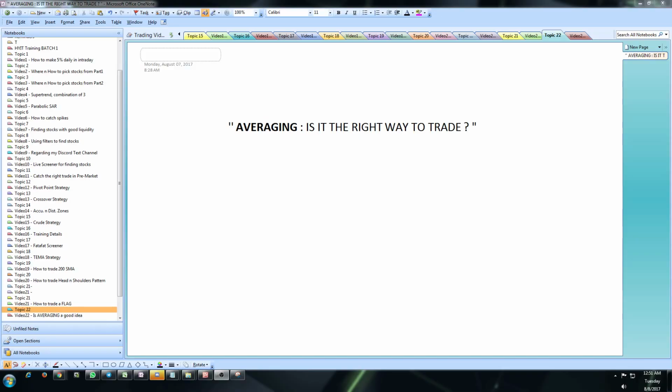So today we are going to discuss a very widely accepted way of trading, and that's called averaging. To give you a brief about averaging, why do people actually do averaging? It is because they think they can minimize their losses if the stock goes in the opposite direction than what they thought. Having said that, it holds good in some scenarios and really bad in other scenarios.